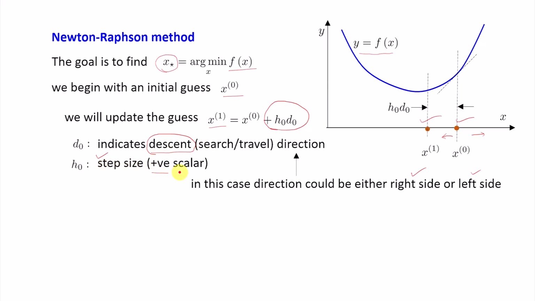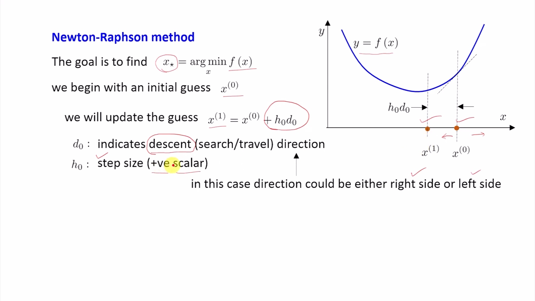Step size is always a positive scalar. The direction will be given by d. h is always a positive scalar. d in this case is not really a vector; it is only left or right. But you can even think of it as a vector in the positive x or negative x direction. In the multidimensional case, it will be clear that it is indeed a vector.